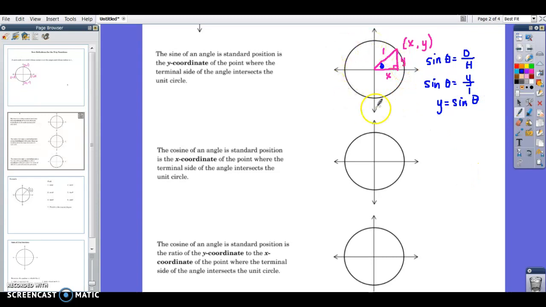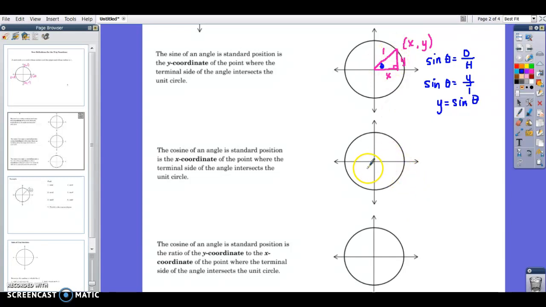Okay, so anytime you have a unit circle, the y-coordinate of a point on the unit circle can be found simply by taking the sine of the angle formed by the x-axis and the line segment that goes from the origin to the point on the unit circle.